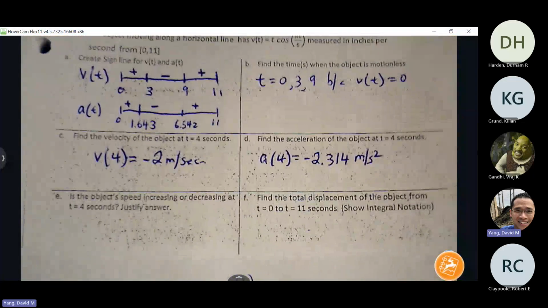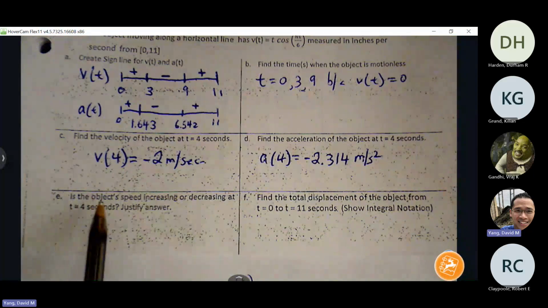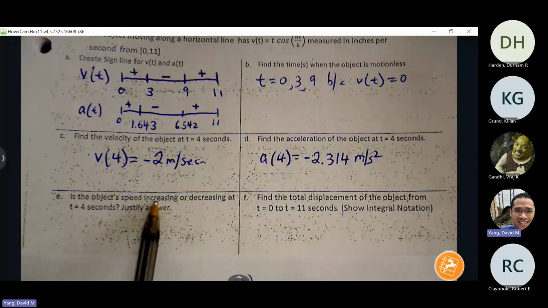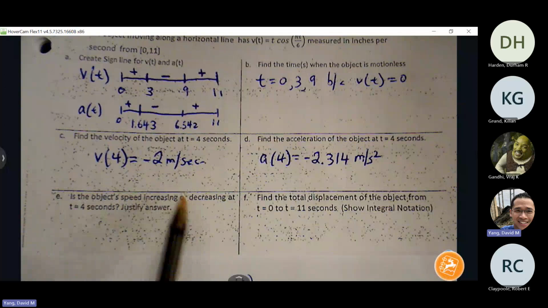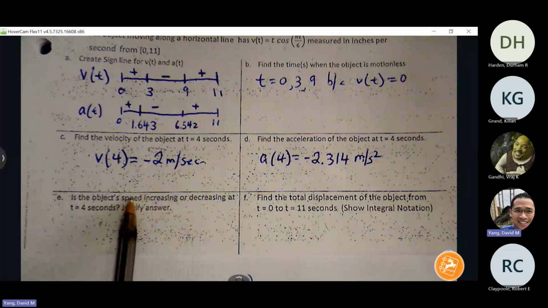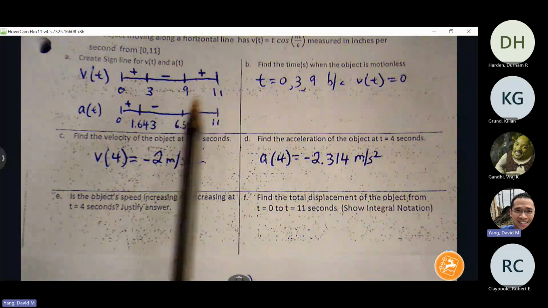Okay, is the object's speed increasing or decreasing? We're talking about increasing, decreasing speed. We compare velocity and acceleration. All right, if it's asking whether the object's velocity is increasing or decreasing, then we only look at acceleration. But here, increasing, decreasing speed, we look between velocity and acceleration at 4 seconds.